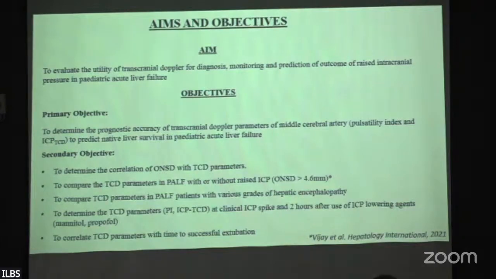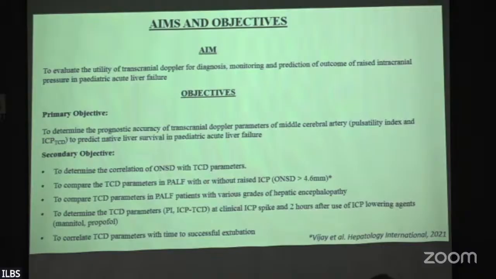Raised intracranial pressure, objectively, we have defined as an ONSD more than 4.6 mm from our prior study. In the secondary objective, I have mentioned that we compare the TCD parameters in PALF with or without raised ICP. Raised ICP we have objectively defined as an ONSD more than 4.6 mm from our previous study. The gold standard is invasive ICP, but because the gold standard cannot be compared with, we have kept it in the secondary objective. This definition of raised ICP is based on clinical findings and on ONSD more than 4.6.